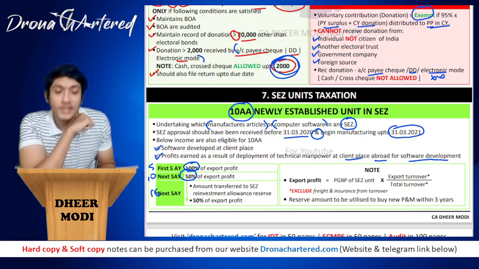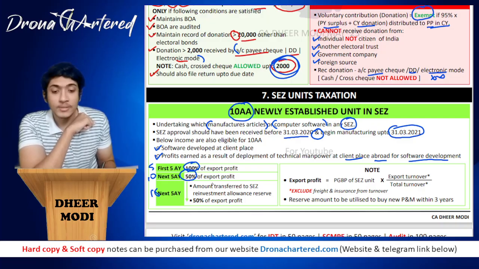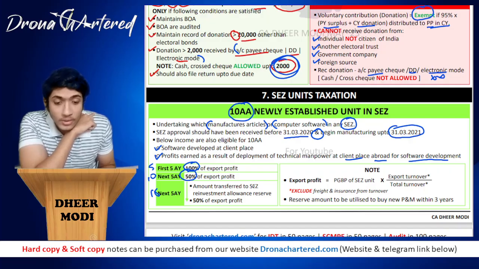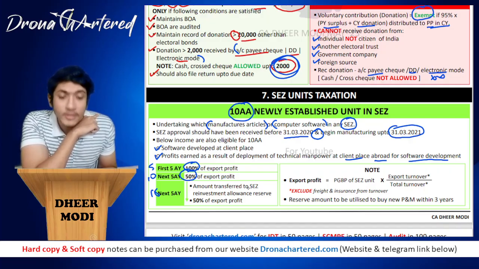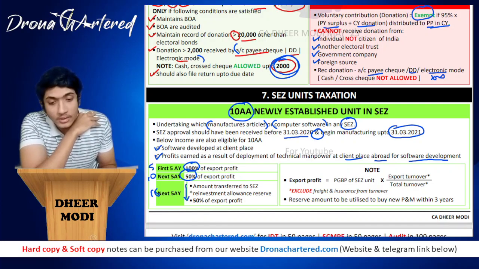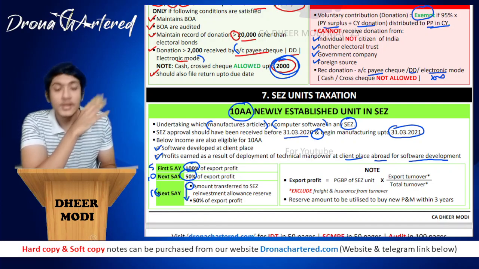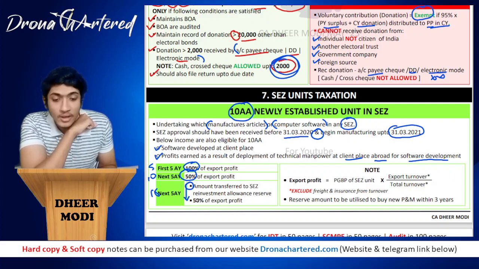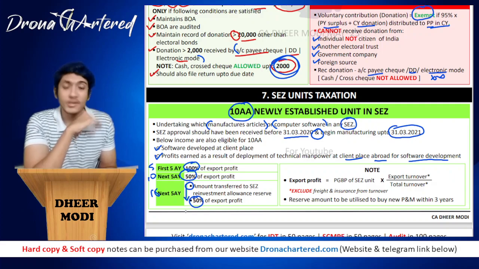So for the next 5 assessment years, the exempt amount will be the lower of the amount transferred to the SEZ reinvestment allowance reserve, or 50% of export profit, whichever is lower. So the amount allowed as deduction will be the amount that you have transferred to the SEZ reinvestment allowance reserve, or 50% of export profit, whichever is lower.